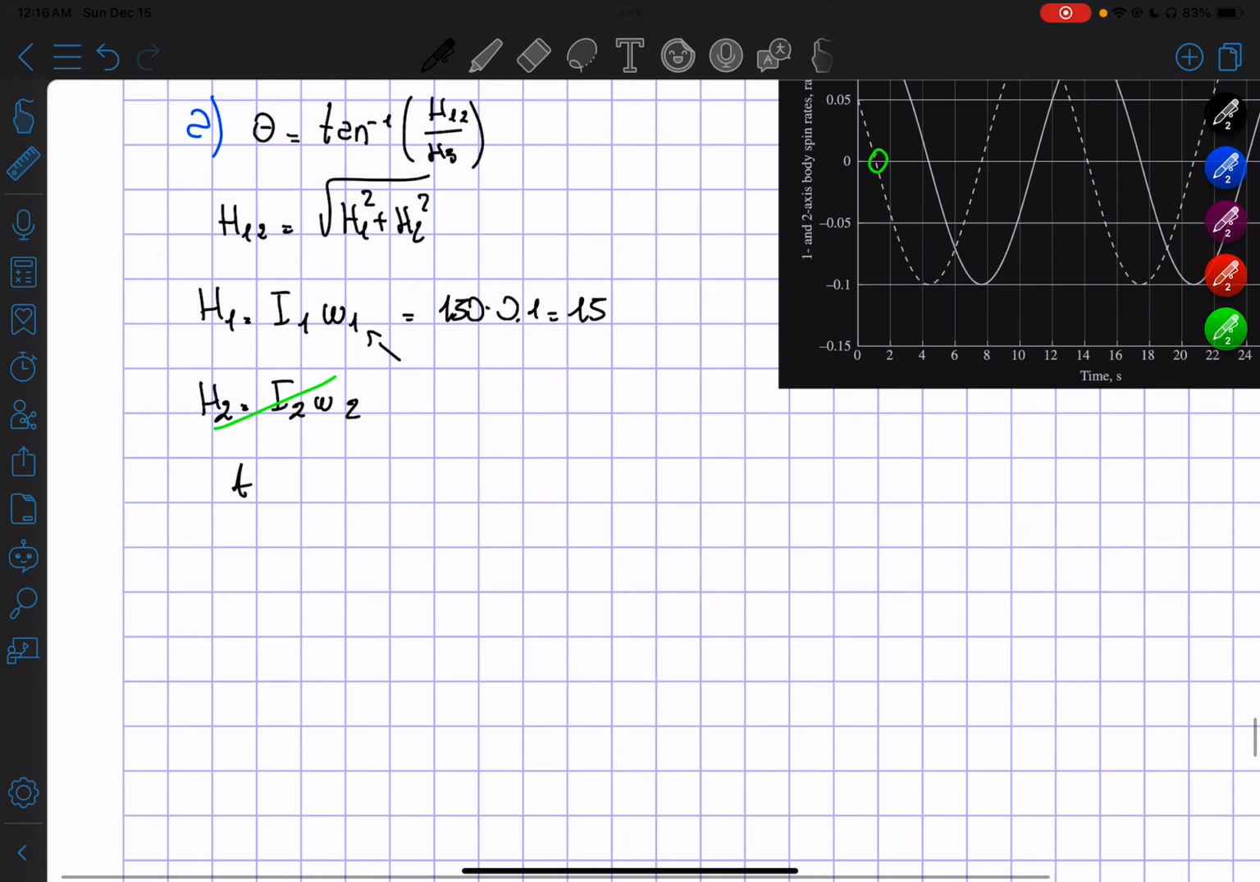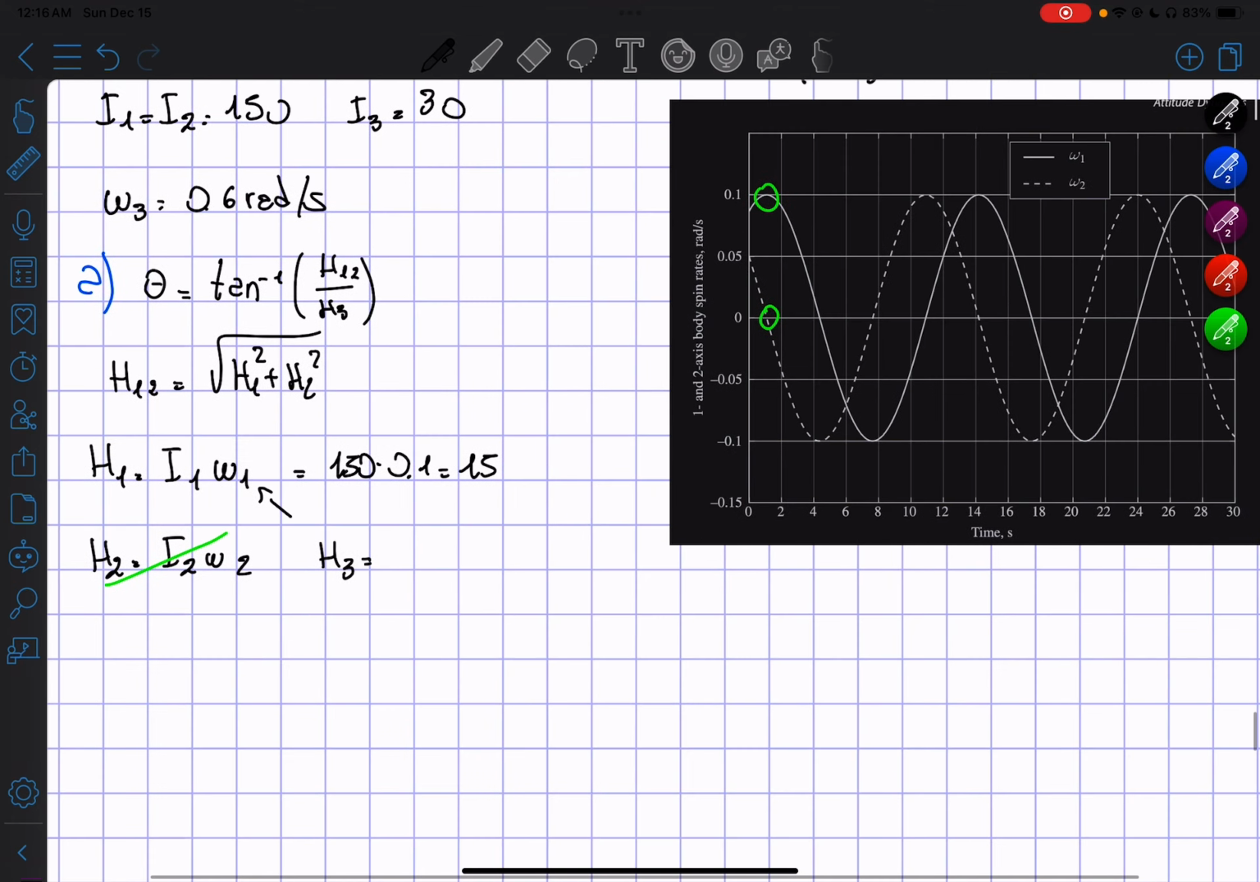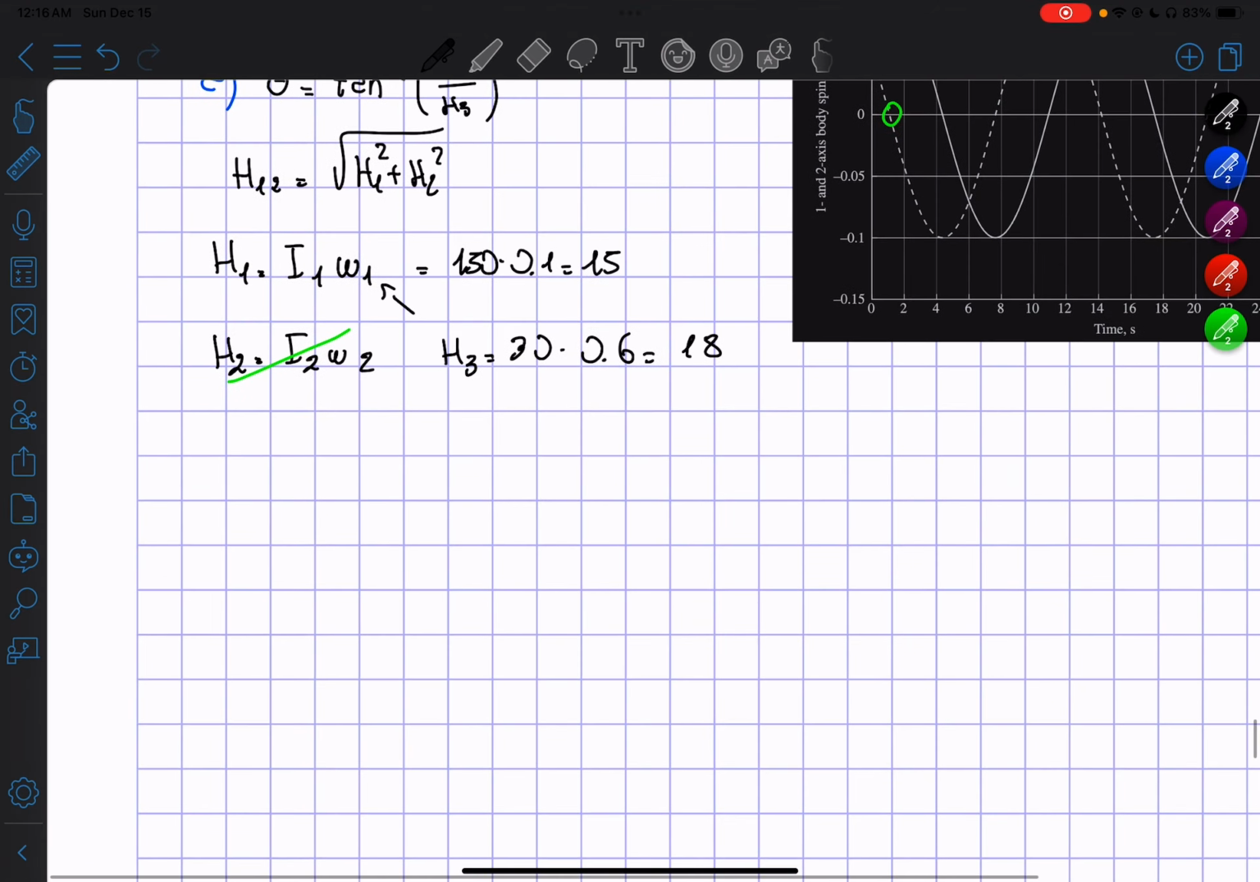Okay, so now tangent to the power of -1. Oh, actually, we have to find h3. h3 then is equal to 30 times 0.6, which is then 18, I want to say. Let me just check. 30 times 0.6. Yes, it's 18. Okay, then we have tangent to the power of -1 of 15 over 18.